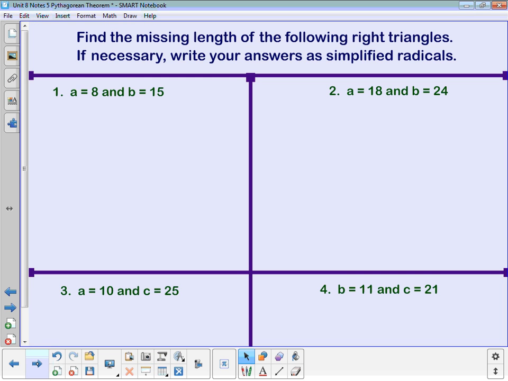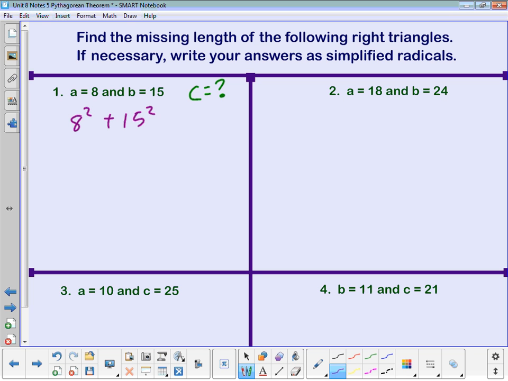Let's try number 1. In numbers 1 through 4, we're supposed to find the missing length of the following right triangles. In number 1, we have A and B, and I'm looking for C. So if I plop that into my Pythagorean theorem, I have 8 squared plus 15 squared is equal to C squared. Again, that C is always by itself. 8 squared is 64. 15 squared is 225. And C squared is over here by itself. Adding those together, I get 289.